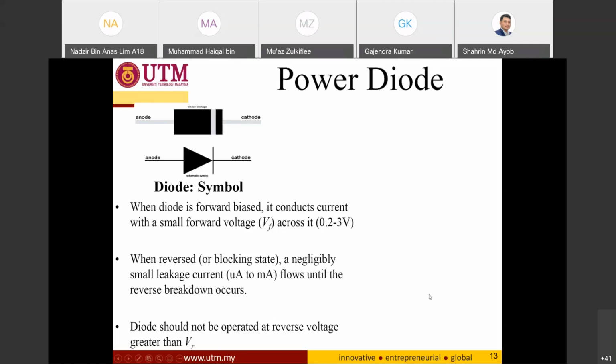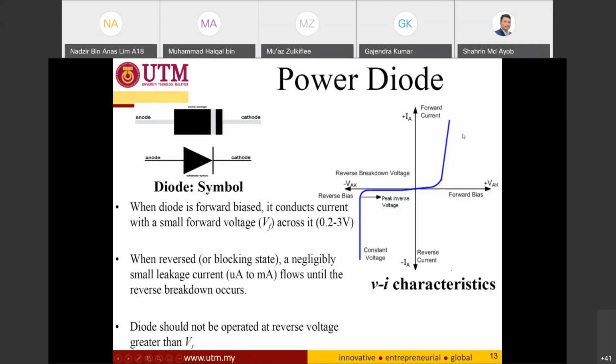The most important part here is that you need to know the I versus V characteristic. I is the current that flows from anode to cathode. You need to know that this diode only allows unidirectional current, so the current can only flow from anode to cathode. When this is forward biased, which is when the diode is on, there will be a voltage drop across the diode.